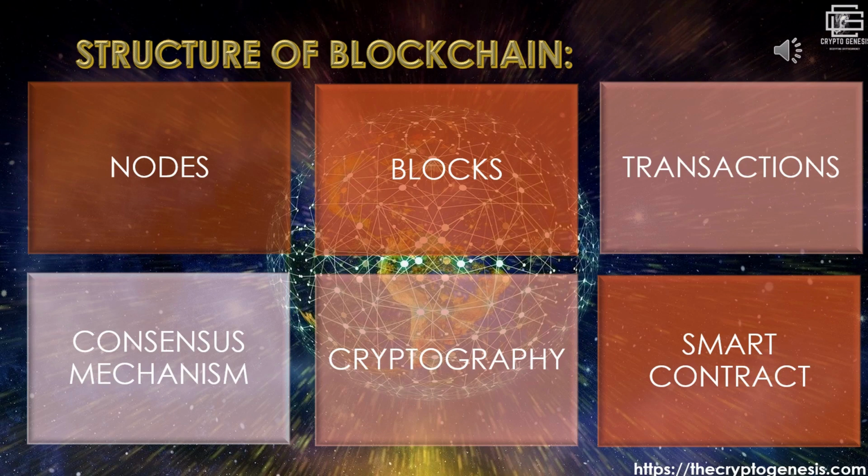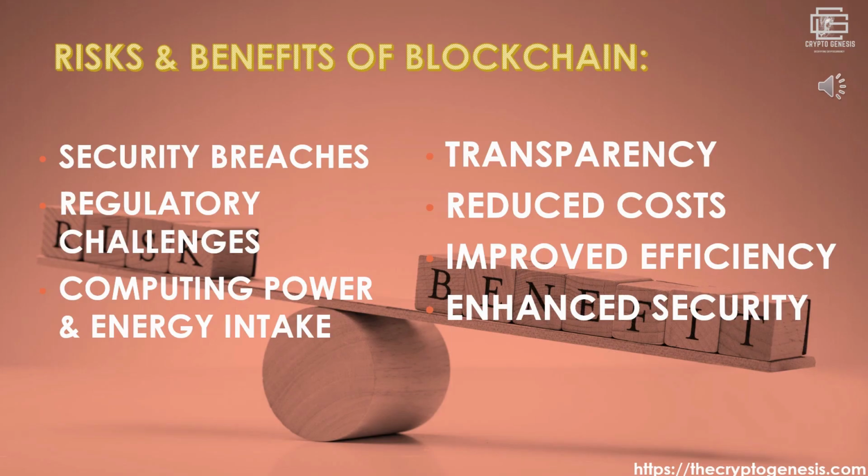Cryptography is used to secure the blockchain network by providing encryption and digital signatures. Encryption ensures that only authorized participants can access the data on the blockchain, while digital signatures verify the authenticity of the transactions. Smart contracts. Smart contracts are self-executing contracts that are programmed into the blockchain network. Smart contracts are used to automate the execution of agreements between participants, such as the transfer of assets or the payment of funds. Moving on to the risks and benefits of blockchain.